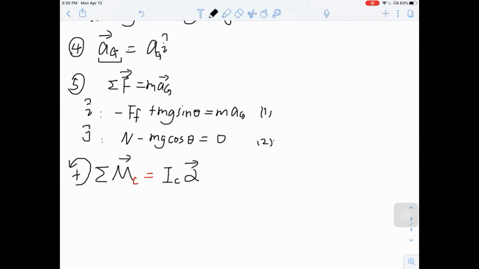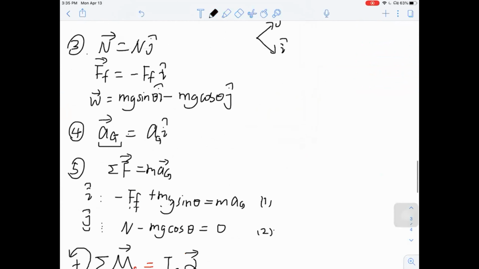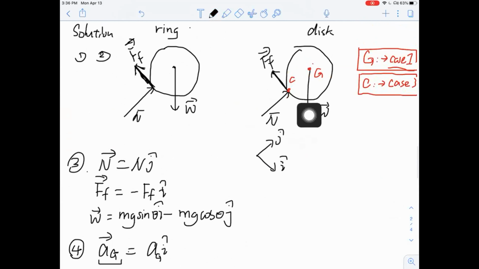Okay, now let's find the moment about point C from that free body diagram. This is our point C. If a force passes through point C, it would not cause movement about point C. Does that make sense to you? So always keep that in mind.